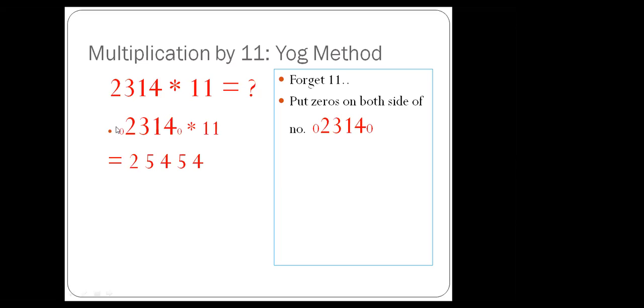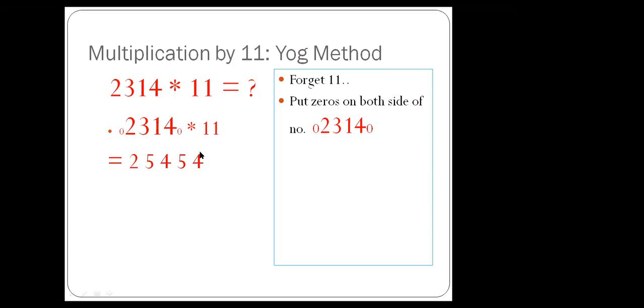Listen to what I have done. We start from the left hand side digit. 0 plus 2. What is the first digit? 0. Next digit is what? 2. 0 plus 2, 2. So you write 2. Now take 2. 2 plus 3, 5. 3 plus 1, 4. 1 plus 4, 5. And 4 plus 0, 4. And this is the answer.